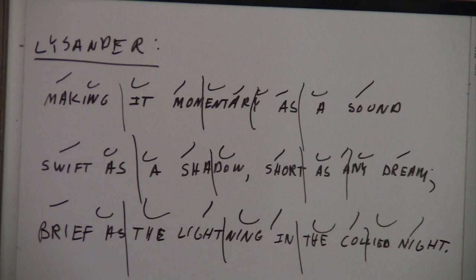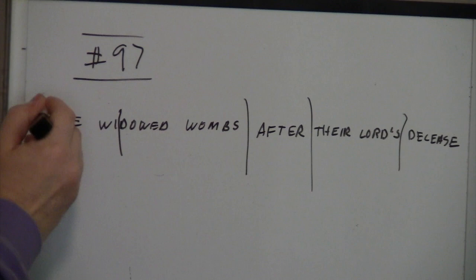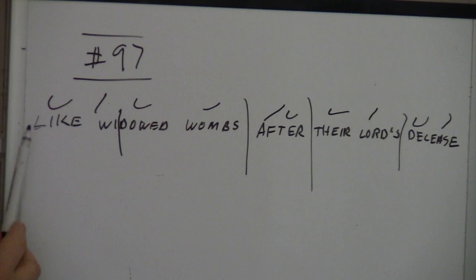Okay, we're going to do one more of these where you have a trochaic foot in the middle of the verse line. This is from Sonnet 97. "Like widowed wombs after their lord's decease." Like widowed wombs. Now, you cannot say "after," you have to say "after." Trochee. Go back to the iambic: their lord's decease. This is in the third foot of an iambic pentameter line, which can happen: first, third, or fourth. Not second, not fifth, usually. "Like widowed wombs after their lord's decease."